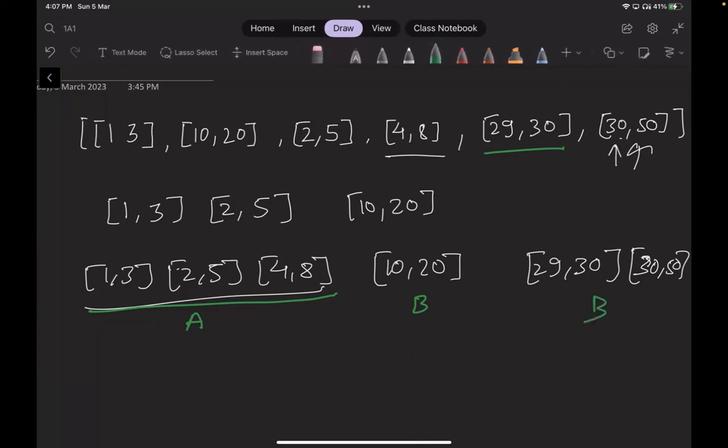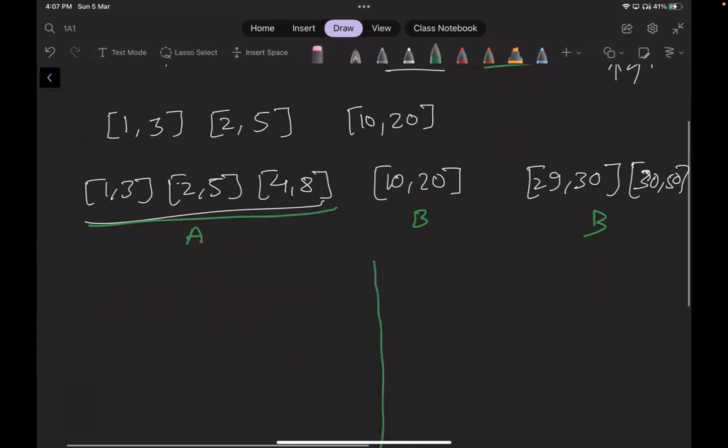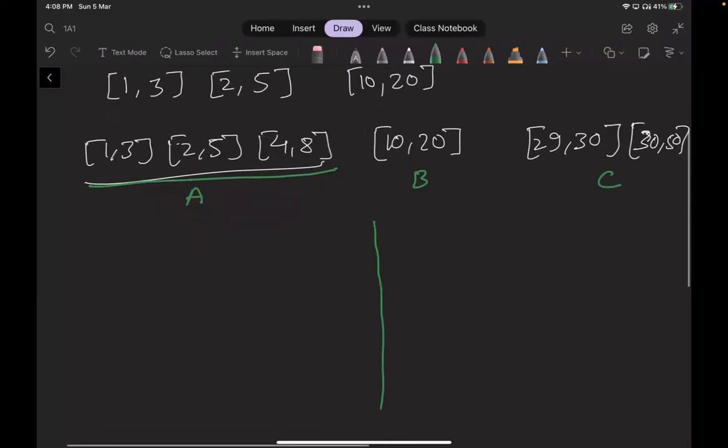Now if I ask one question: the third group will be C. Sorry, my bad. So now if we have to divide this A, B, C into two groups, how many possible ways are there? I want to get an answer from you all.